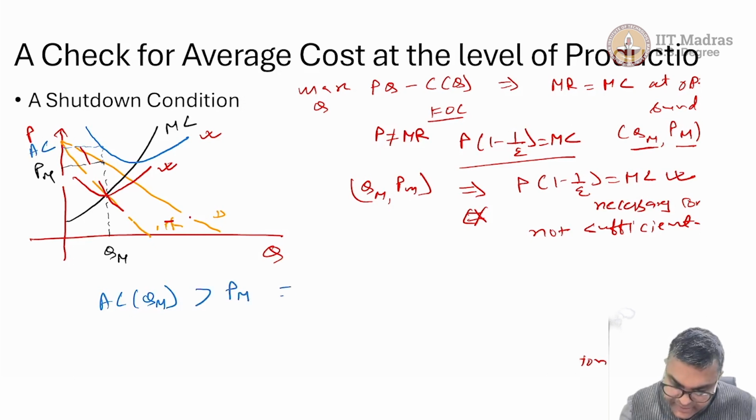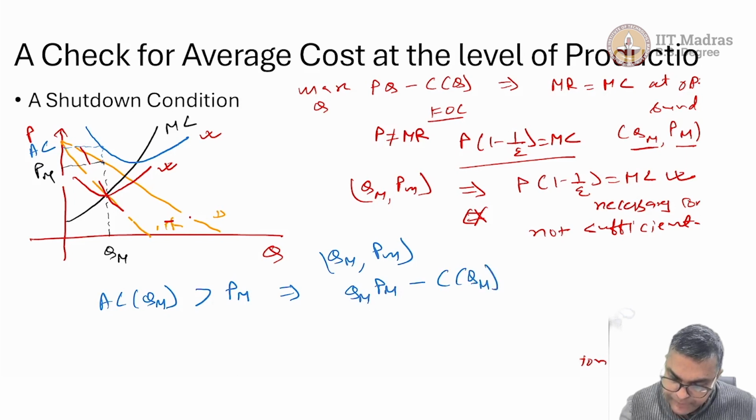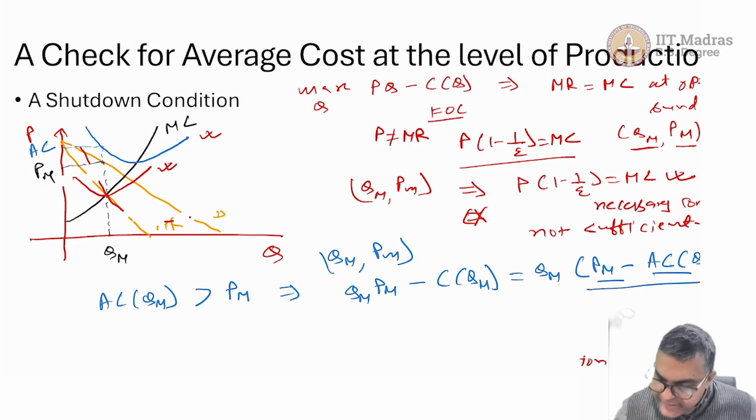What is the result? Let us calculate the profit at (QM, PM). What do we get? Profit is total revenue, that is QM multiplied by PM, minus C of QM. If we take QM common, we are left with PM minus AC at QM. If AC is greater than PM, then this entity in the bracket is going to be negative. So the profit here is going to be negative.